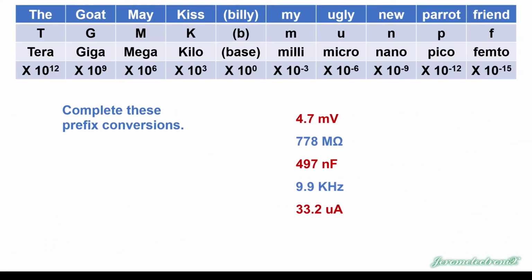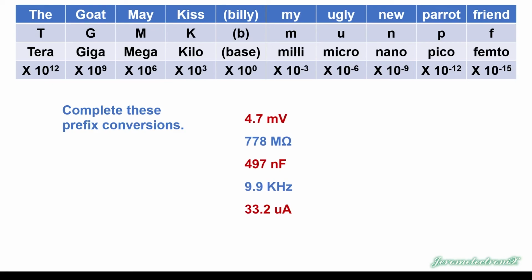Okay, one last thing that you need to know how to do is how to convert these examples of prefix notation to other forms of prefix notation. So we're just converting one prefix to a different prefix, really. To do that, we're going to convert 4.7 millivolts to microvolts. Here's how you do it.